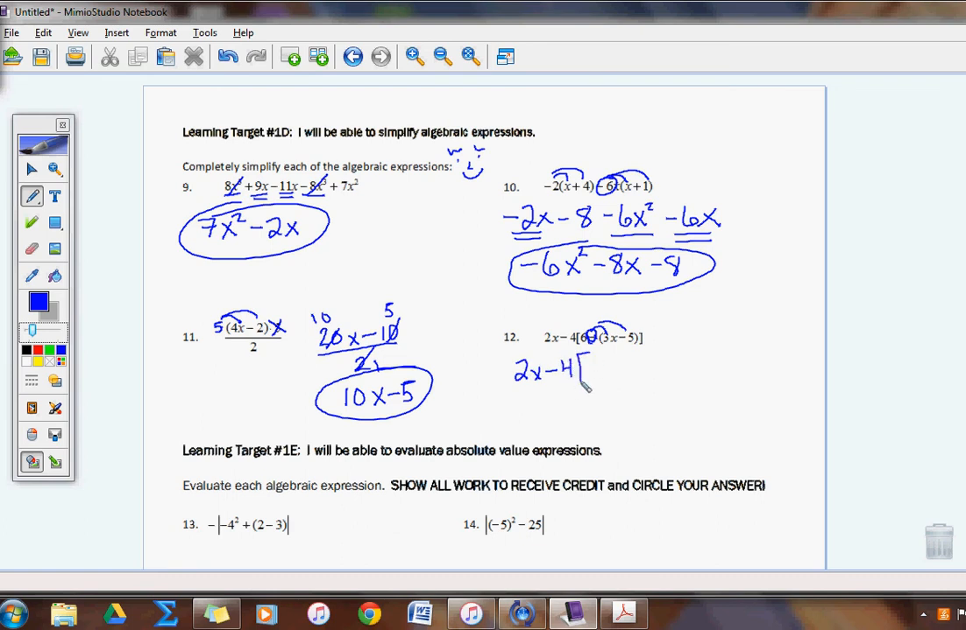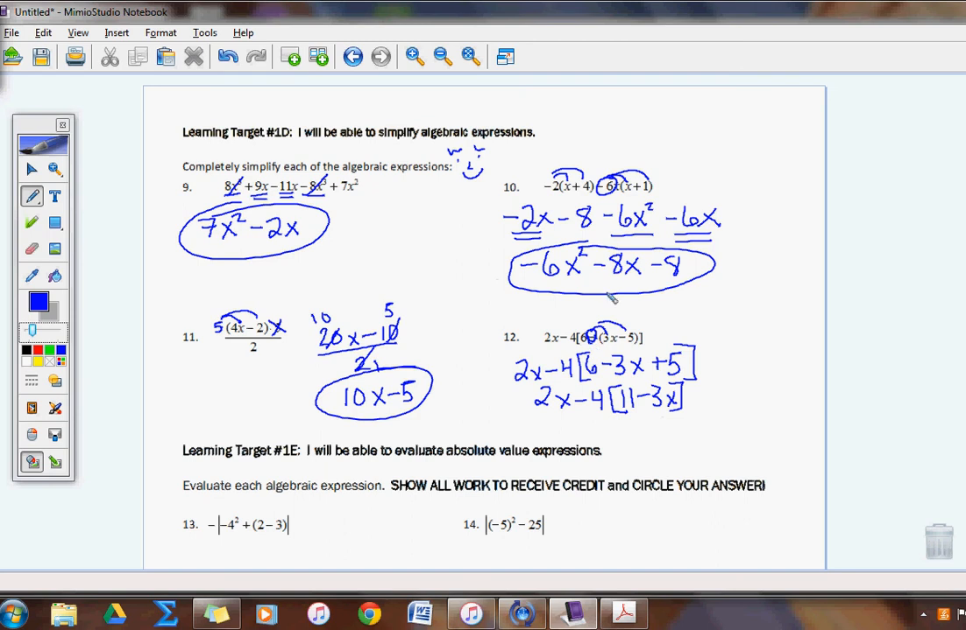Don't touch any of this stuff on the outside till later. Then I have 6. The negative comes through, so I have minus 3x. Then the negative comes through again. Negative times a negative is a positive, and I'm positive about that. And then we have that. So now on the inside, we want to combine like terms. I have 2x minus 4, bracket, 6 and 5 make 11 minus 3x.